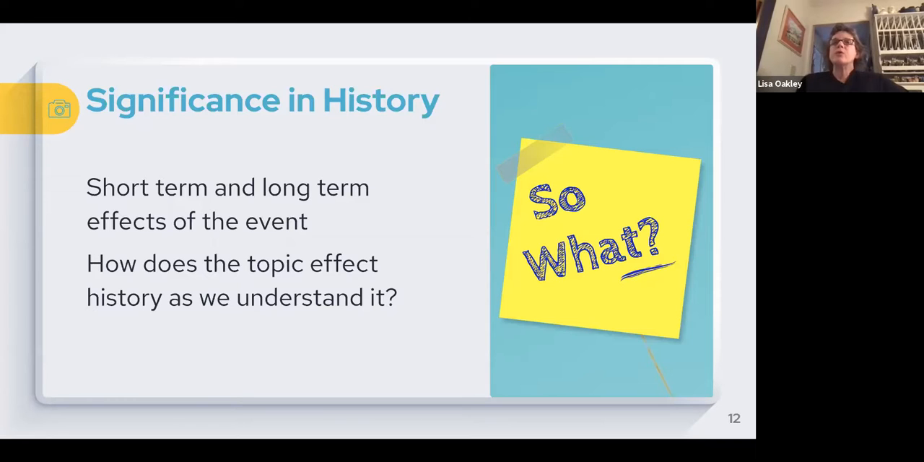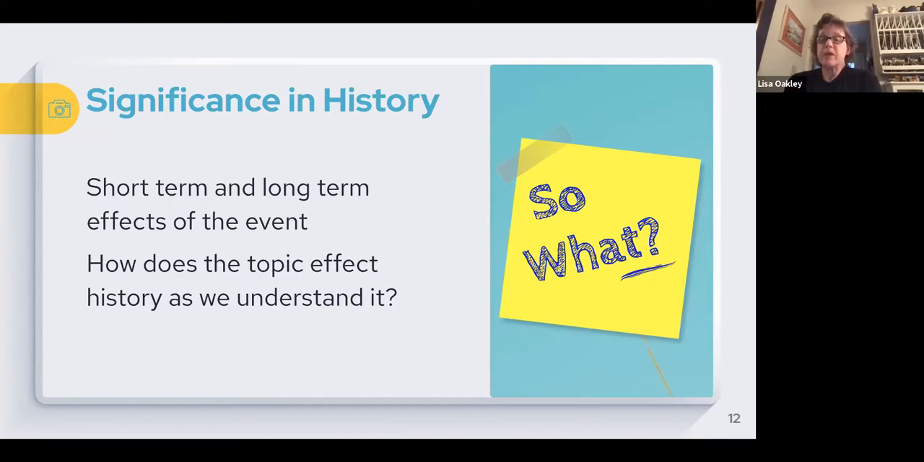I'm not saying this because I don't care about what you've said. What I'm saying is, imagine that someone asks you, so what? You need to be able to make the case, and your project does that, talking about short-term and long-term effects of the event, and how the topic affects history as we understand it. So your entire project, if you have a strong argument, is itself talking about the significance, especially in relation to the theme.